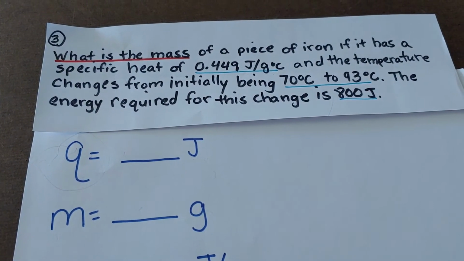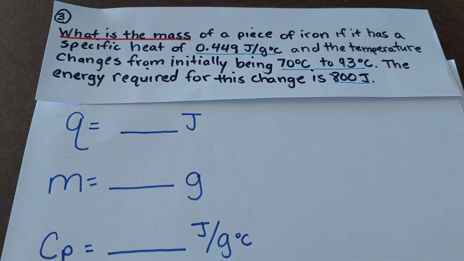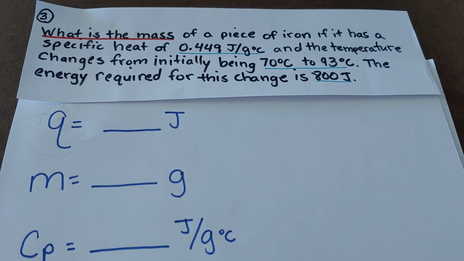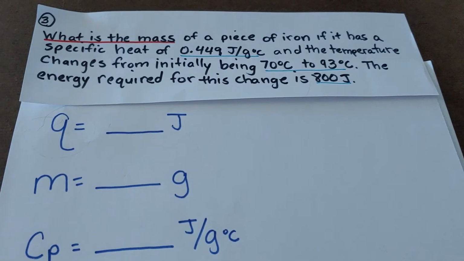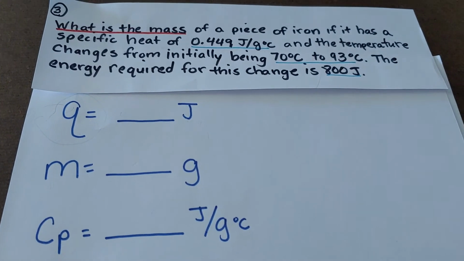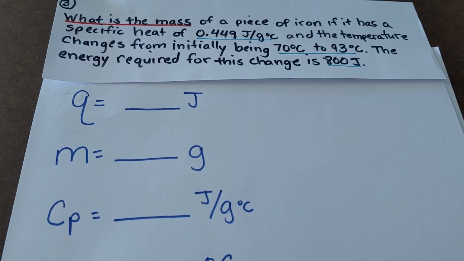Okay, so now looking at example 3, it's asking what is the mass of a piece of iron if it has a specific heat of 0.449 joules over grams times degrees Celsius and the temperature changes from initially being 70 degrees Celsius to 93 degrees Celsius. The energy required for this change is 800 joules.